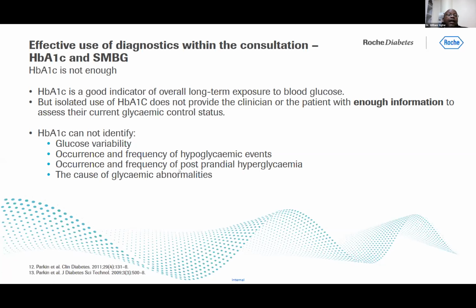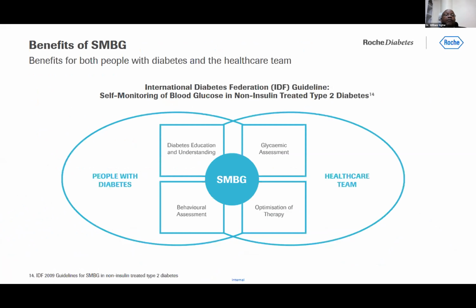Now, the A1C does not tell you how many hypoglycemic episodes this patient has experienced over the last 3 months. It doesn't either tell you whether there have been any postprandial hyperglycemic episodes, and it doesn't tell you what is the cause of this variability. So that is the weakness of HbA1c, even though it has its benefit.